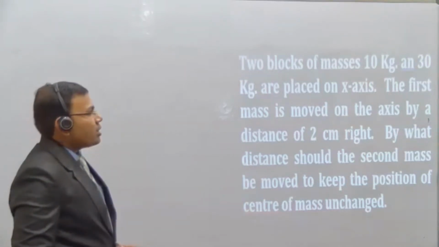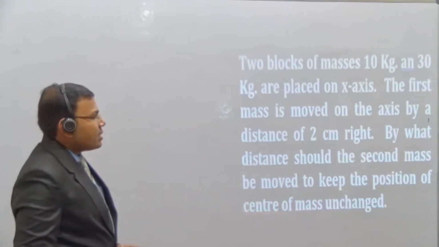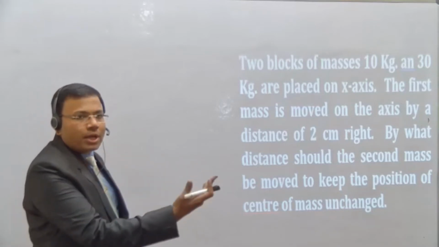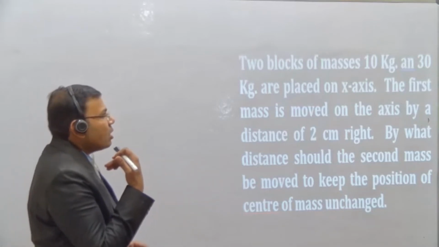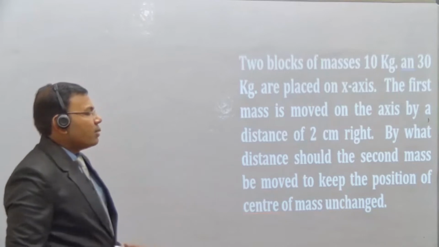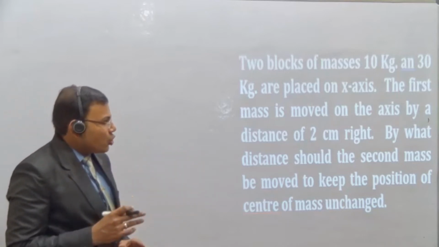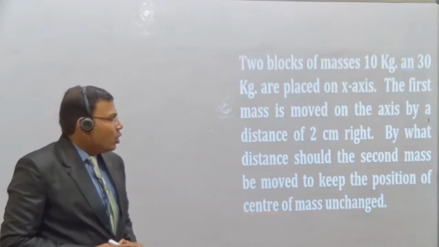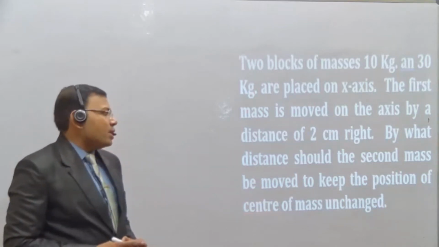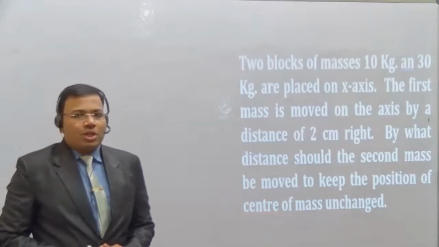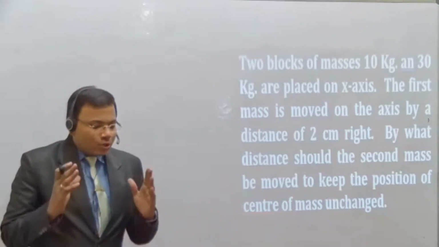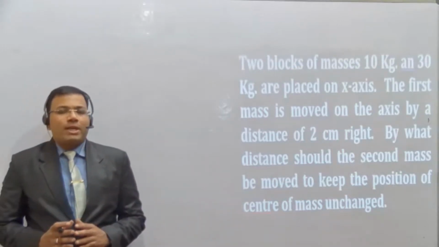The first block is moved on the axis by a distance of 2 centimeter right. The first block, the 10 kg mass, we shift 2 centimeter to the right, beta, we move it. By what distance should the second mass be moved to keep the position of the center of mass unchanged? What has to happen here, beta? Try to understand. It's a very good question with a good example.